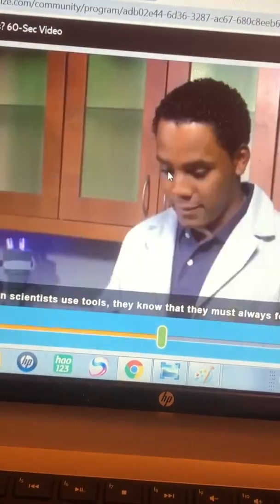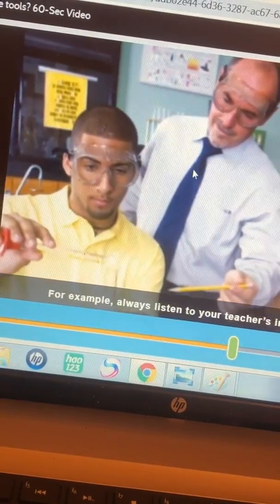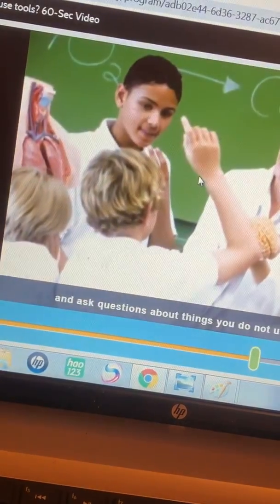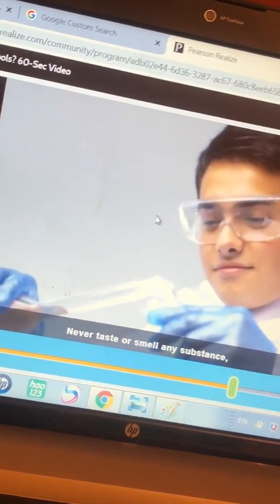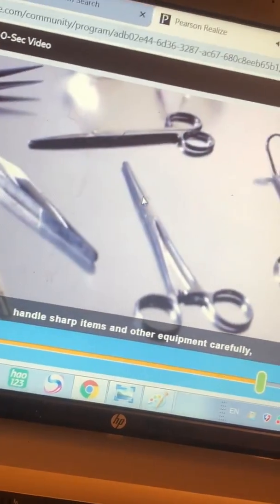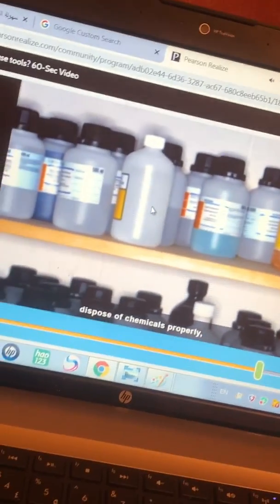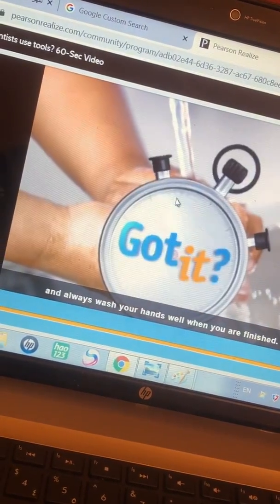When scientists use tools, they know that they must always follow safety rules. Following safety rules keeps people safe and protects them from harm. For example, always listen to your teacher's instructions and ask questions about things you do not understand. Never taste or smell any substance. Handle sharp items and other equipment carefully. Dispose of chemicals properly. And always wash your hands well when you are finished. Got it? Sure you do.